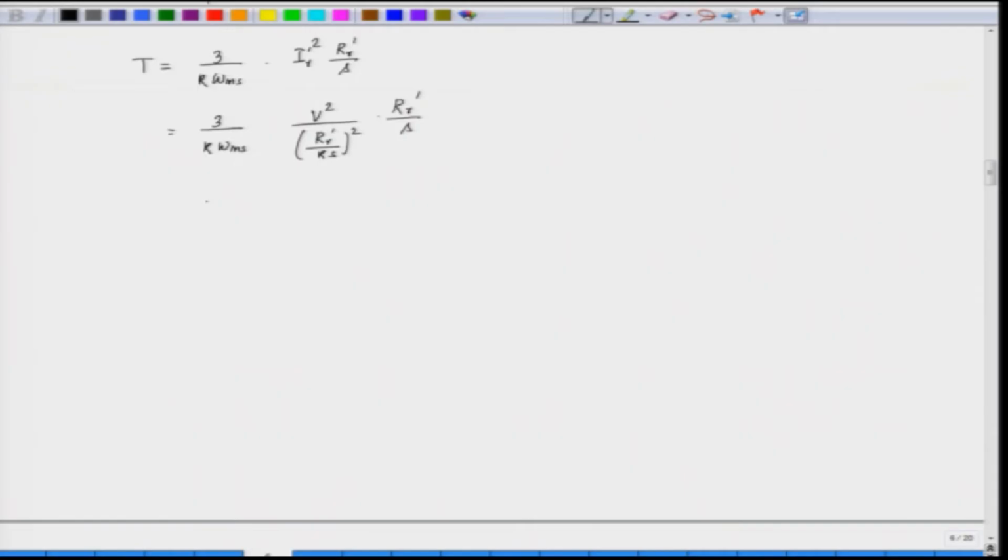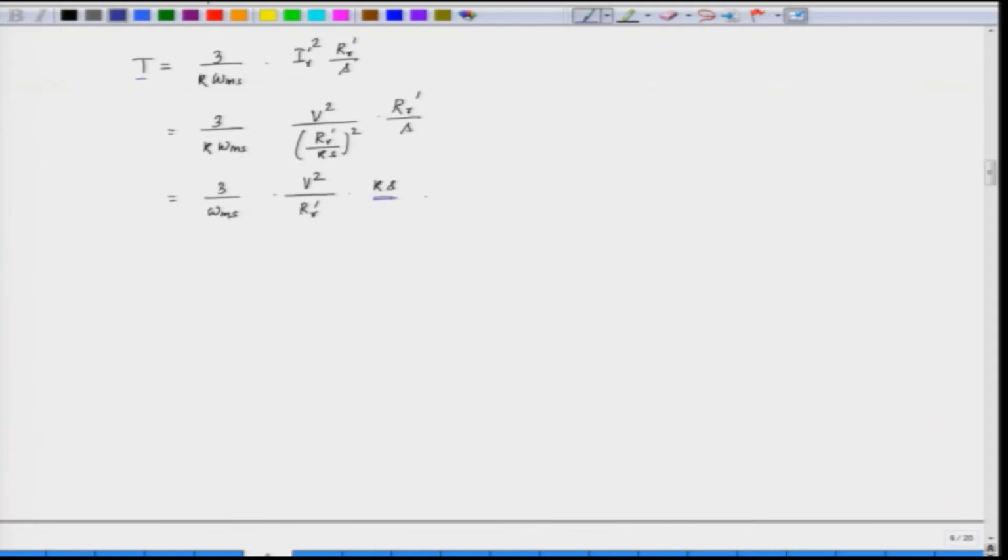If we simplify this, we get the following. We have this k s here. So, that is equal to 3 by omega m s into V square by R r prime into k s. Now, what we get here is that the torque is proportional to k s. So, if we want to keep the torque constant, we have to keep k s constant.